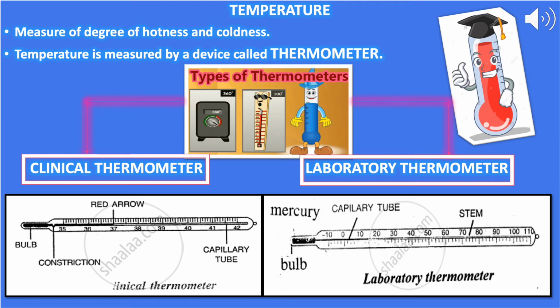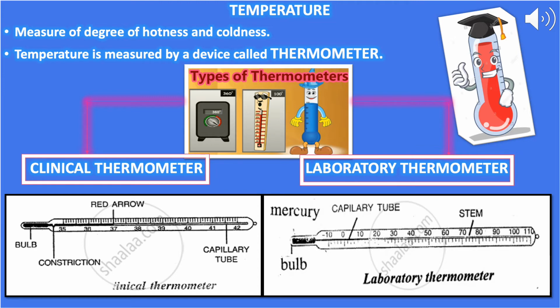So, some precautions are also there to use while using the laboratory thermometer. The bulb of the thermometer should be kept vertical and in contact with the object whose temperature is to be measured. It should not touch the bottom or the sides of the container. Second, the reading of temperature should be taken without removing the thermometer from its position.